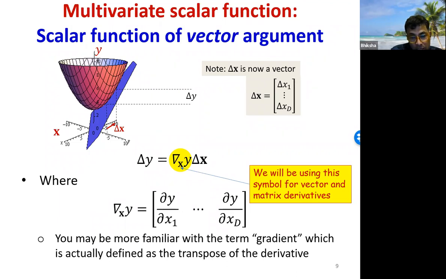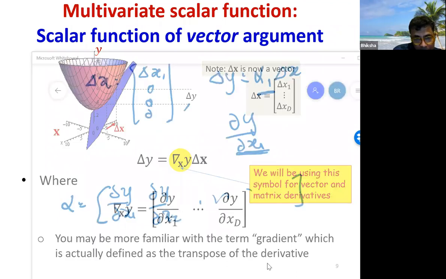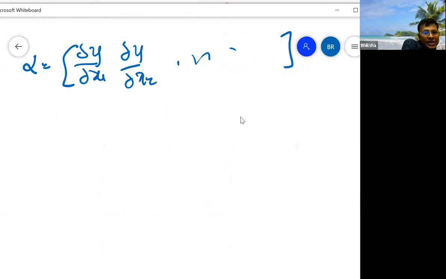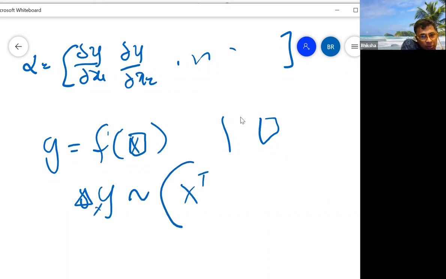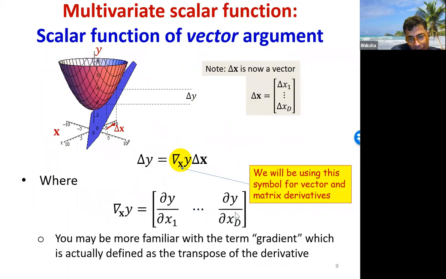And now here is a general rule that we're going to keep encountering later in the course: if I have a scalar function of some object, which could be a vector or a matrix or a tensor, then the derivative of y with respect to, let me call this x, is going to have the same shape as x transpose. This is always going to hold. And you can see that over here, right? And so the transpose of the derivative is the gradient.